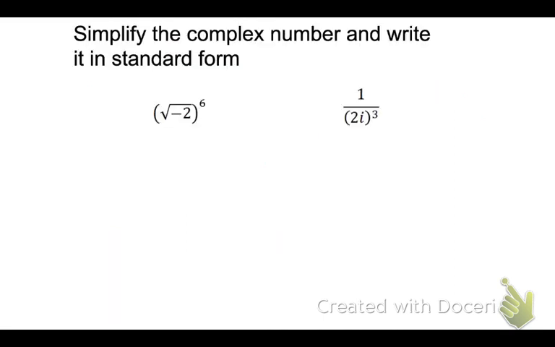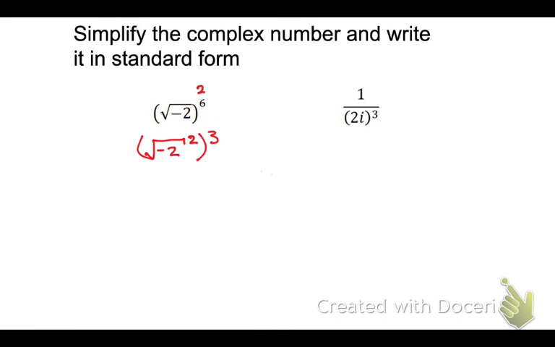Okay, simplify the complex number and write it in standard form. So I have the square root of negative 2 to the 6th. Every 2 is negative 2, isn't it? So can we write this as the square root of negative 2 squared, to the 3rd? Because a power to a power I multiply, right?